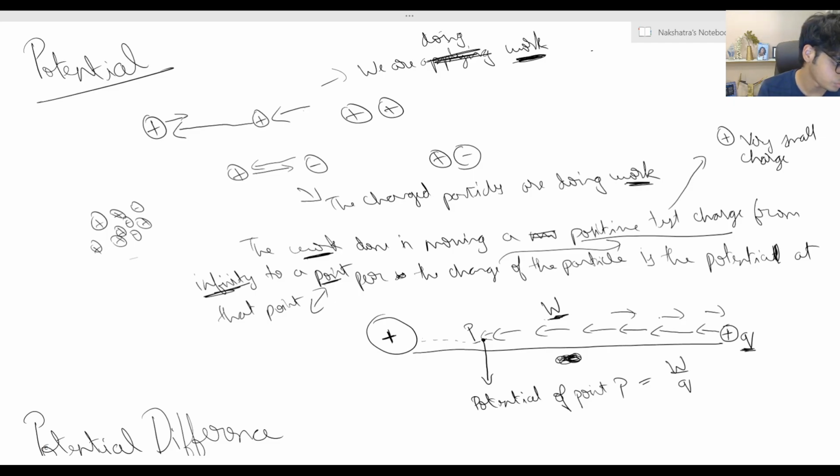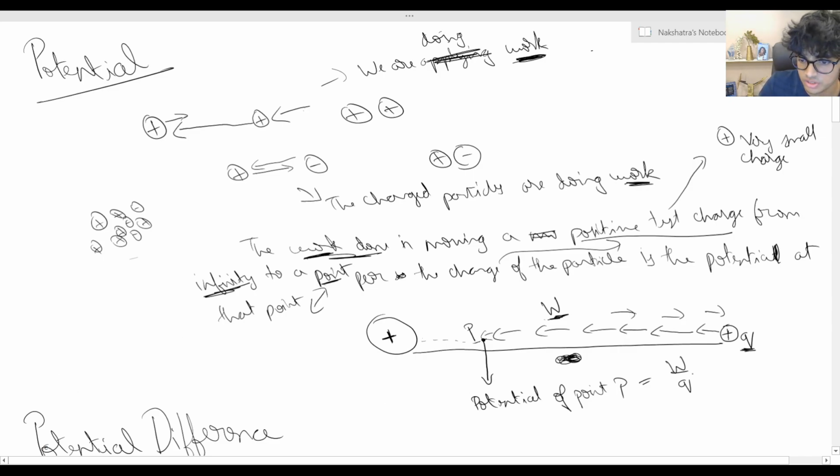Okay, so now we can say that potential at a point is defined as the work done per unit charge. Instead of positive test charge per charge of the particle, you can just say the work done per unit charge. ठीक है, so this is basically what potential is, है ना. अब we will look at the SI unit of potential.